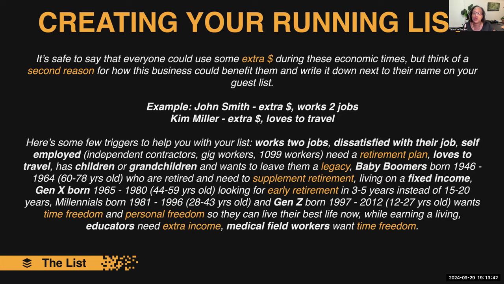But then you're going to add one other reason for how this business could benefit them. So for example, if John Smith works two jobs, you're going to write his name down, and then next to his name, you're going to put extra income, works two jobs. If Kim loves to travel, you're going to write her name down, put extra income, loves to travel.